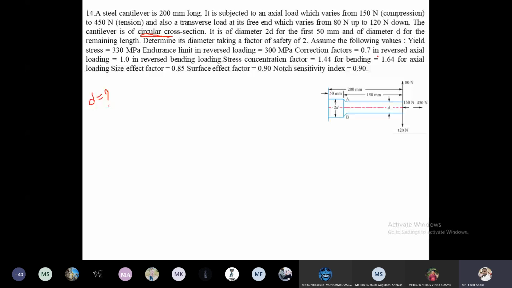Now if you go through the problem wise, first write the given data. What is given? A cantilever beam having a length of 200 mm, and it is subject to axial loading. First, I am writing the axial loading: minimum axial load is 150 newtons, and axial maximum load is 450 newtons.